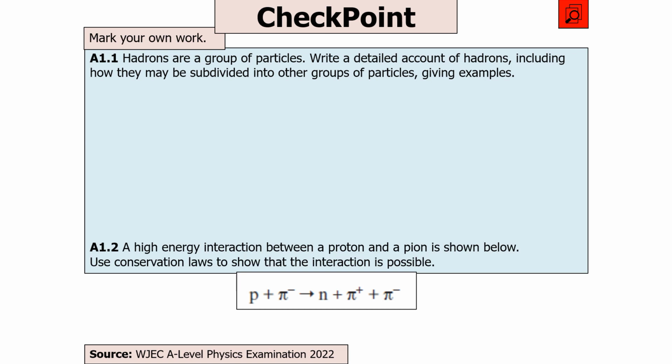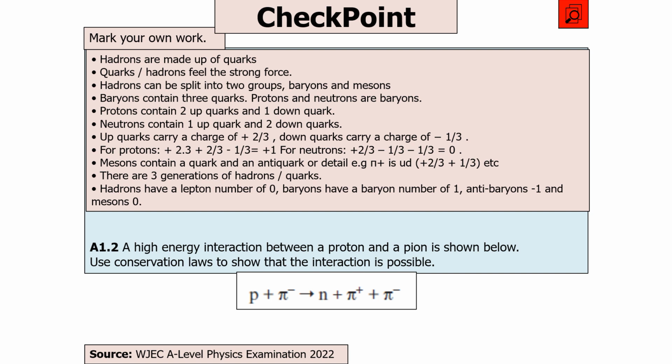Right, in this question, you've just got to know lots of key facts about hadrons. So, hadrons are made from quarks. These hadrons and quarks will feel the strong interaction. Hadrons can be split into two groups. That'll be the mesons, which are made of 1 quark and 1 antiquark, and baryons, which are made of 3 quarks. The most common types of baryon are the protons and the neutrons.